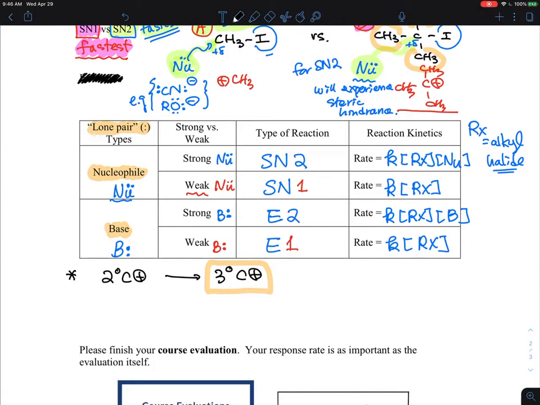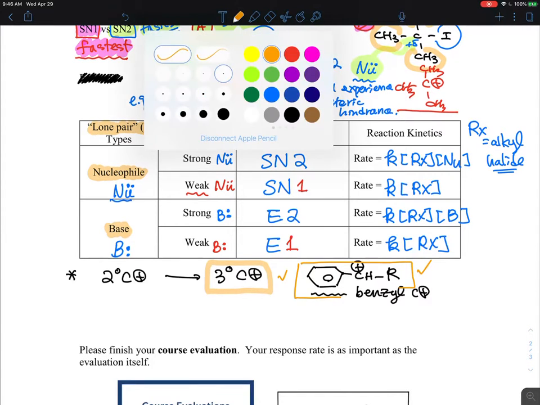But if I talk about carbocations, this is also another carbocation that you can see. Let's say this is an R, and this benzene group attached to the carbocation, this is what we call the benzyl carbocation. This is very, very stable. It is actually even more stable than the one shown on the right. So this benzyl is very, very stable.